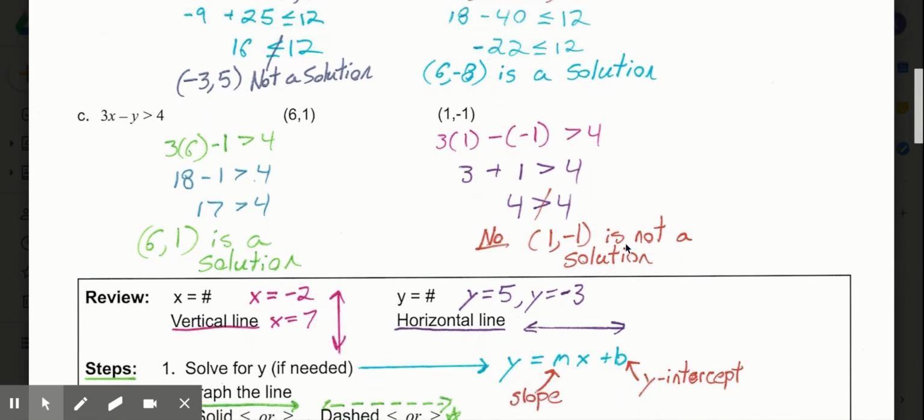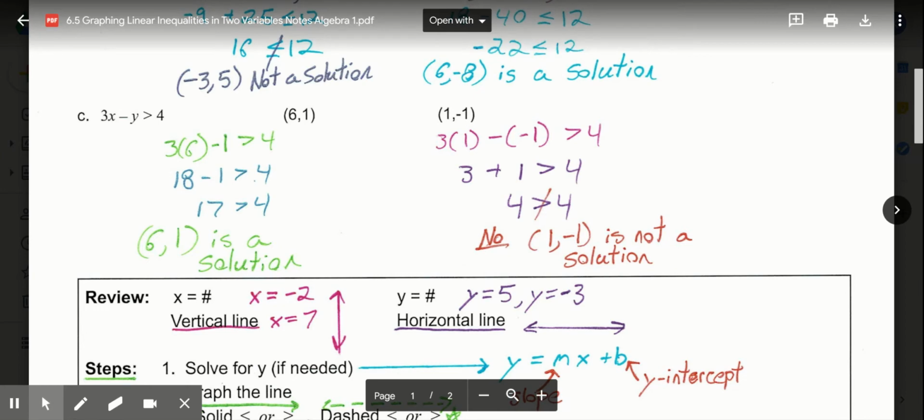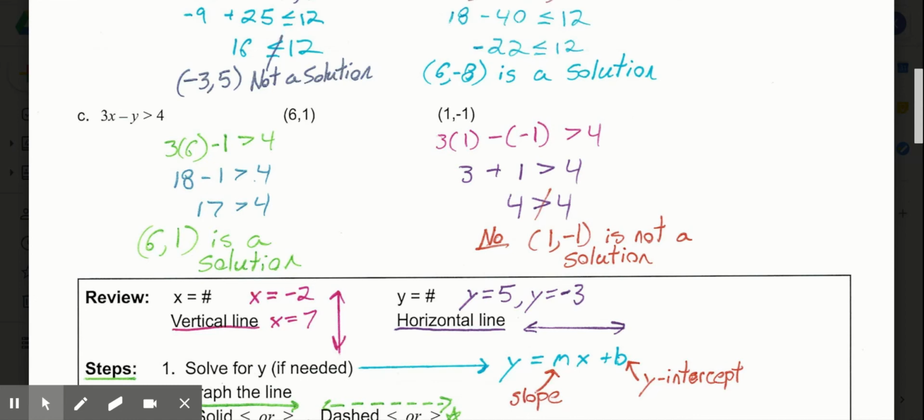Then with part C, we have 3 times x minus y is greater than 4. Plug in 6, 1. 18 minus 1 is greater than 4. 17 greater than 4 is true, so 6, 1 is a solution. Then plugging in 1, negative 1, we end up with 3 plus 1 is greater than 4. Is 4 greater than 4? No, they're equal, so 1, negative 1 is not a solution.